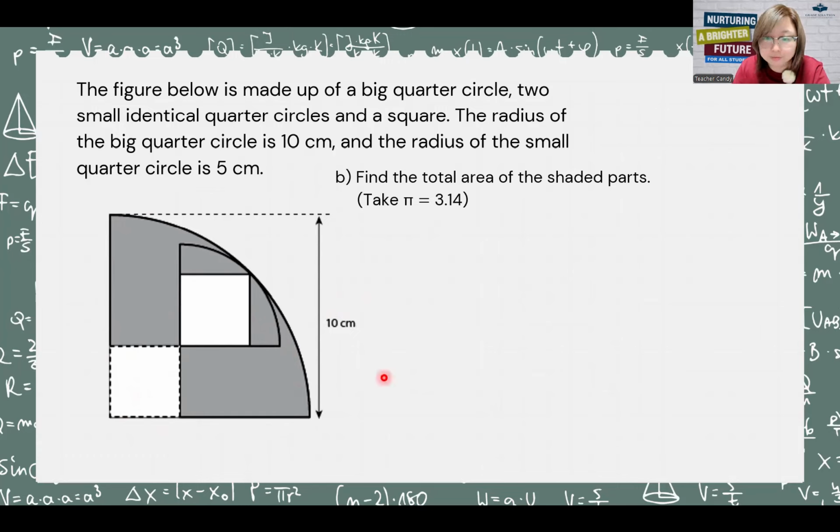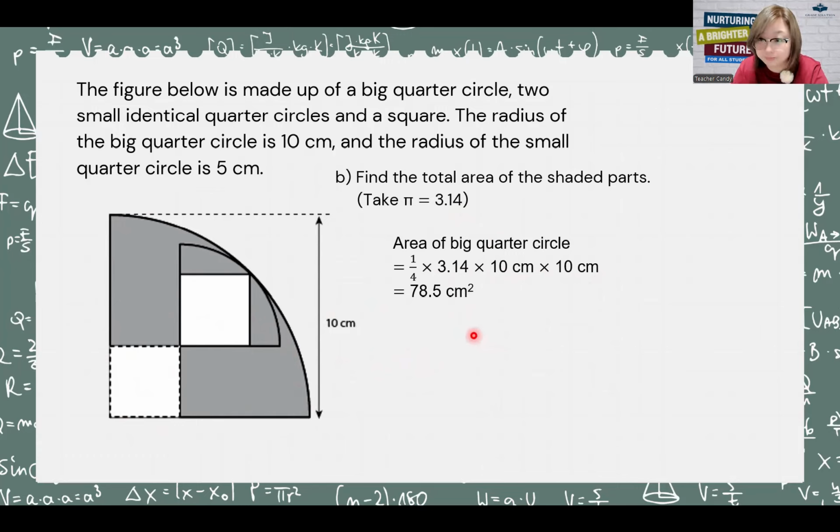So let's take a look. Area of the big quarter circle I can find using 1/4 times pi times radius times radius, 1/4 times pi r square. So our radius given is 10. So we can find 1/4 times 3.14, which is our pi, times radius, 10 times 10. So we will get 78.5 centimeter square. So the area of the big quarter circle, we found it.